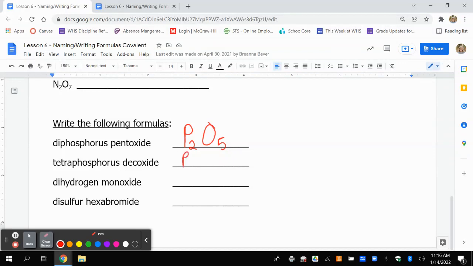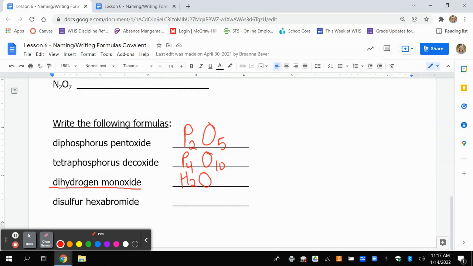Tetraphosphorus, so we have phosphorus again, P. Tetra is 4. And then decoxide, that's oxygen. Deca stands for 10, so we have 10 atoms of oxygen. Dihydrogen monoxide, so dihydrogen means there's hydrogen, and there's 2 of them. Monoxide means that there's only 1 oxygen. This is H2O. This is water, the scientific name for the covalent compound water, which most of us know.